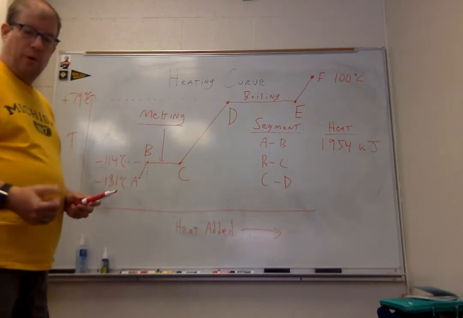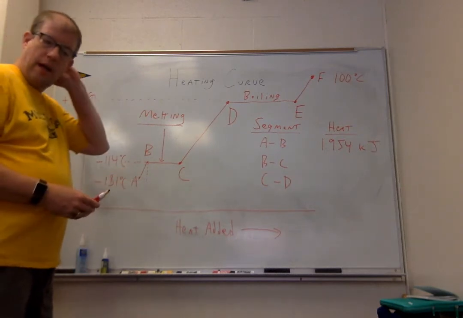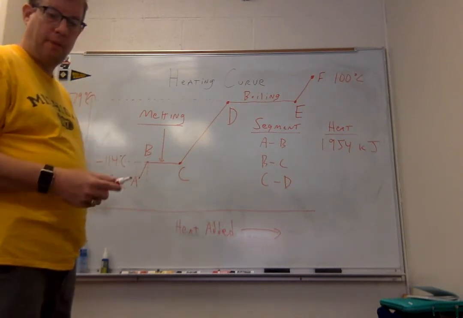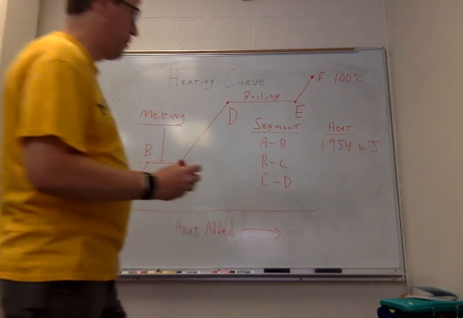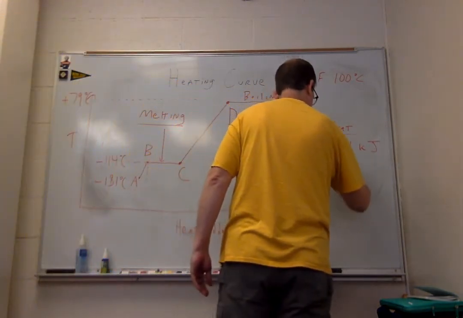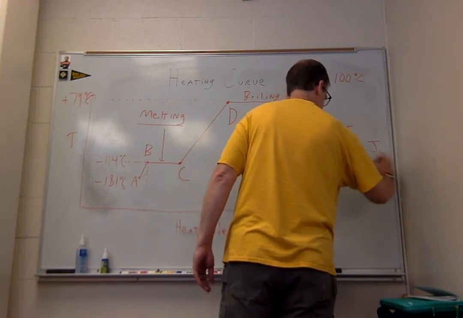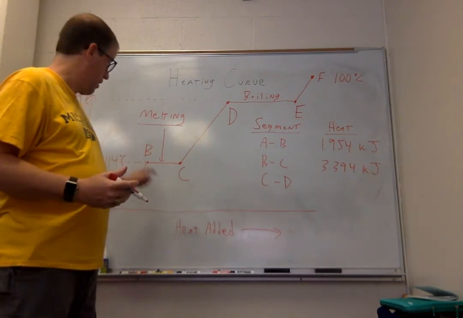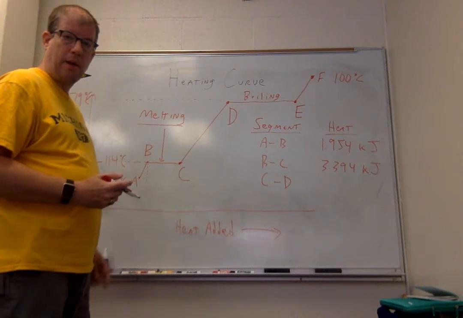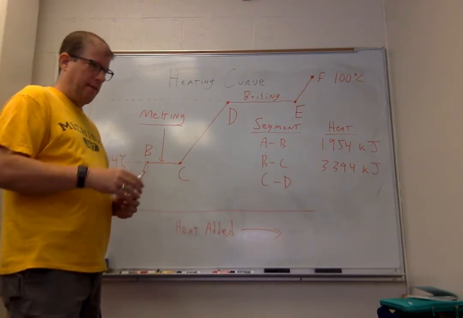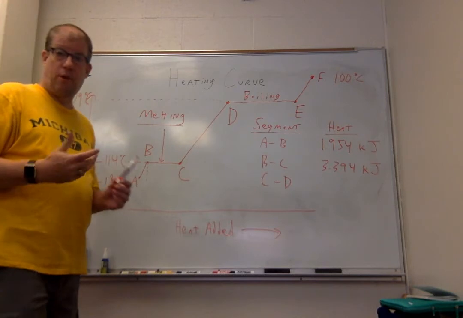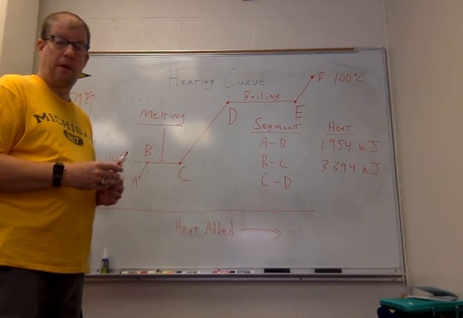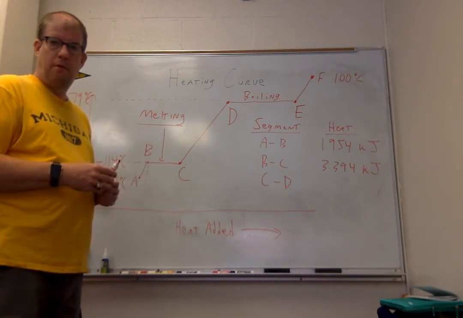Now, is that a lot or a little? Well, that depends. And so along segment B to C, we're adding enough heat to melt the substance completely. And that costs 3.394 kilojoules. So more energy is required to go from B to C than there is to go from A to B. So it requires a substantially larger energy input to disrupt the solid lattice and excite the molecules to get them to enter the liquid phase.